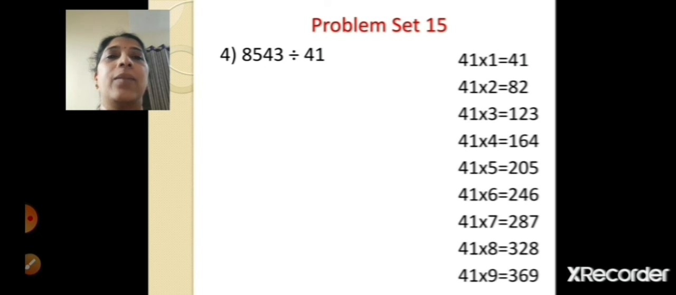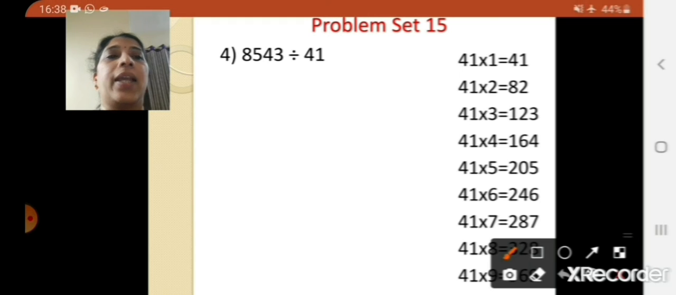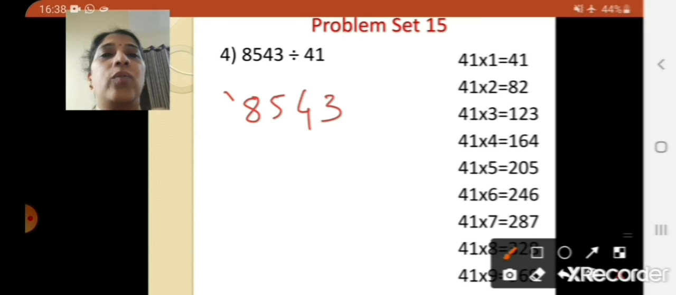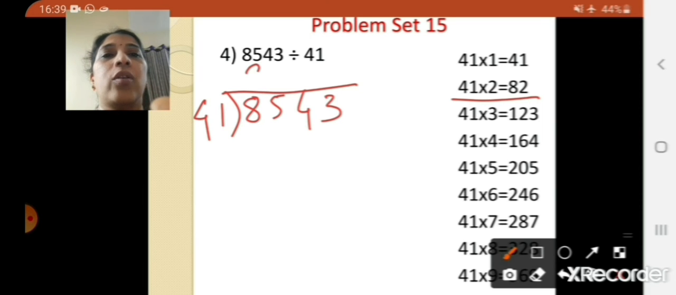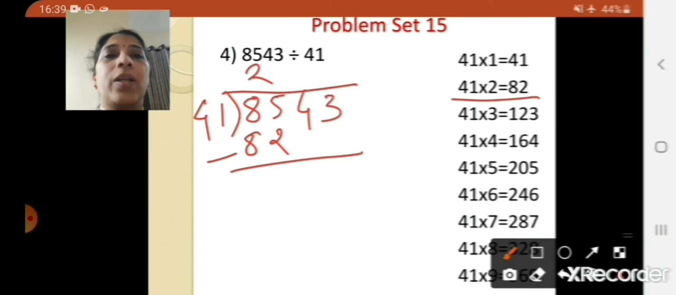8543 divided by 41. So again I have written 41's table on the right hand side. 8543 you will divide by 41. Now 85 is divisible by 41, right? So see in the 41's table which number is near to 85? It is 41 twos are. So you will write 41 twos are 82. So 5 minus 2 is how much? 3. And 8 minus 8 is 0.